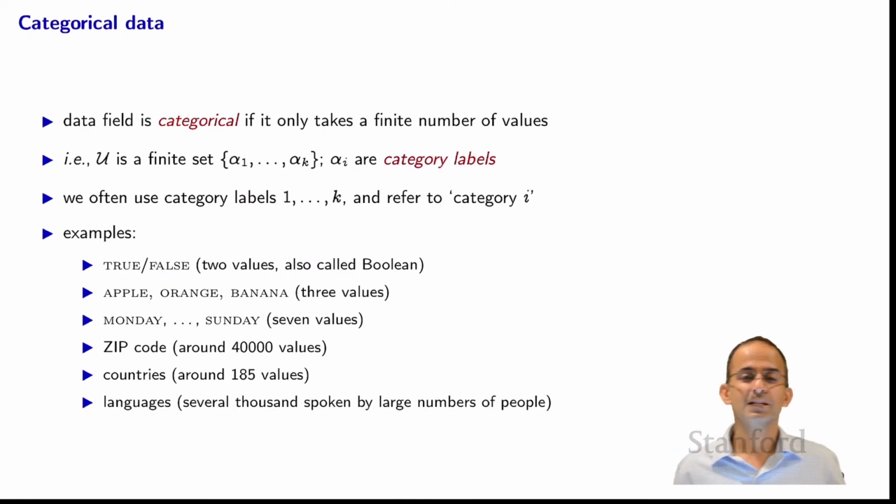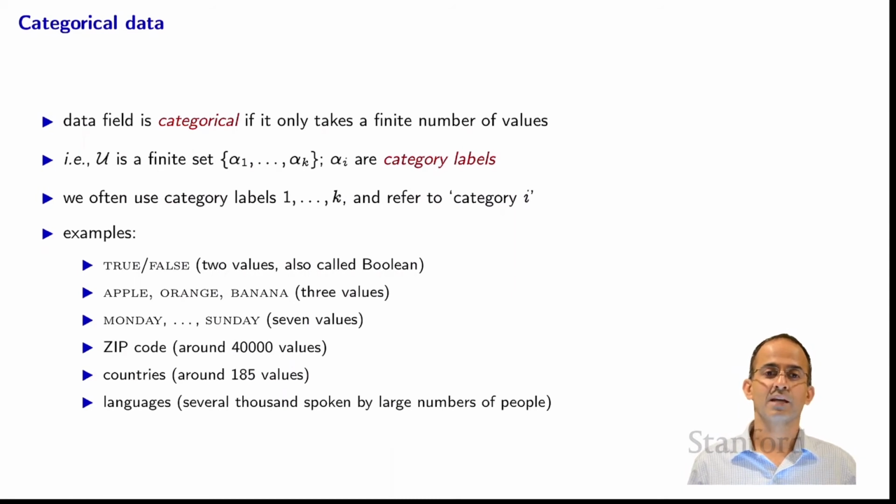Now then, a particular type of data field is called categorical, and what that means is that it only takes a finite number of possible values. In other words, the set script U is a finite set, and we've called the entries in that set alpha 1 up to alpha k. Those are called the category labels. Sometimes we'll use category labels 1 through k, and we'll refer to category i. Sometimes we'll be explicit about alpha 1 through alpha k and refer to category alpha i, depending on what works best at that particular notational point.